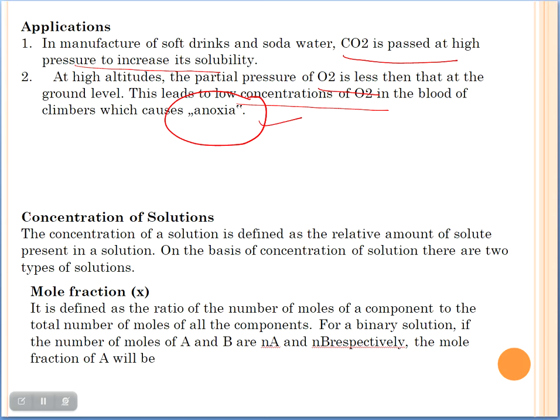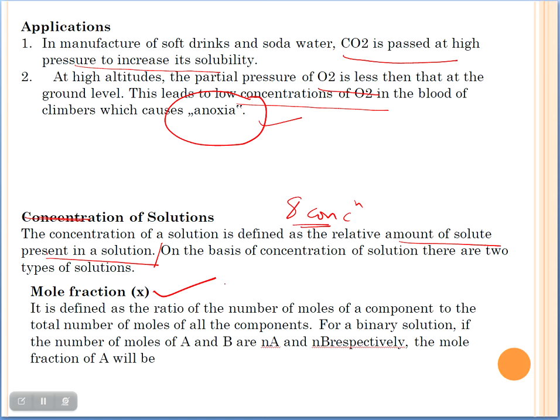Now the concentration terms. What is the concentration? Amount of solute present in the solution. Okay, this is the concentration. In total there are 8 concentration terms. I am only describing the important terms here. So the amount of solute present in a solvent is a concentration. First of all, on the basis of the solution, there are two types of solution we have seen here.